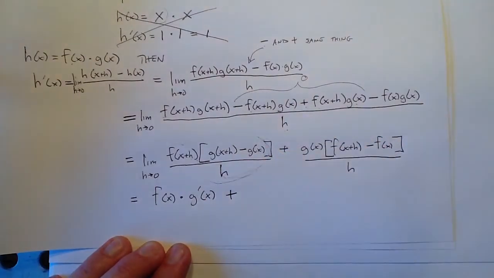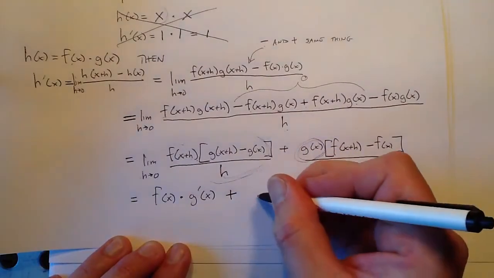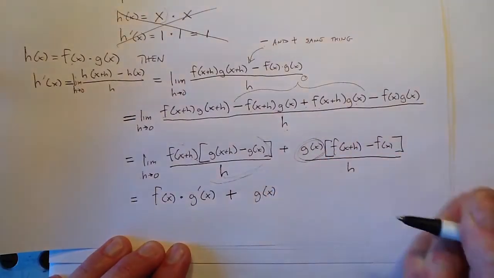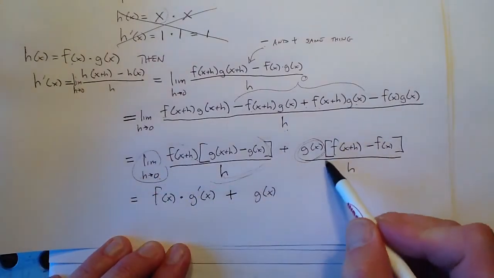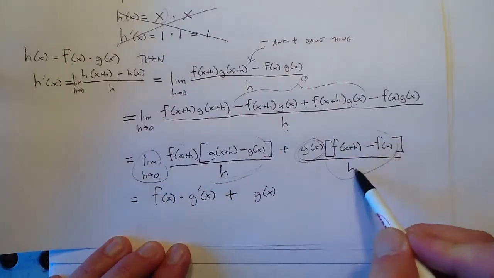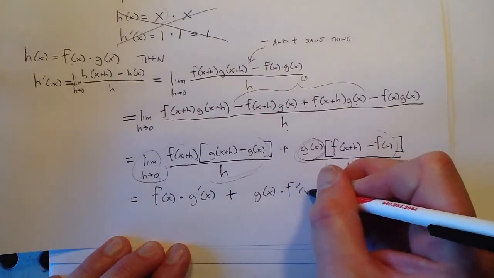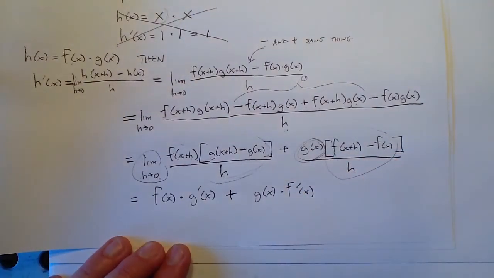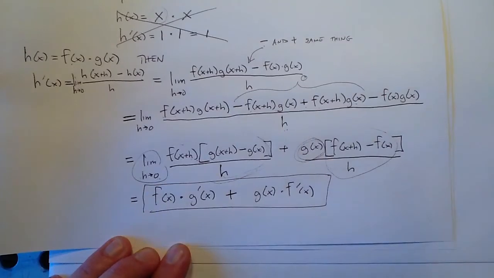plus, here, there's no h's at all in this piece, so that's just g of x times, and then look, the limit as h approaches 0 of this, that's the definition of the derivative of the f function. So, there you have it. That is the product rule. If you want to take the derivative of the product of two functions, this is how it works.